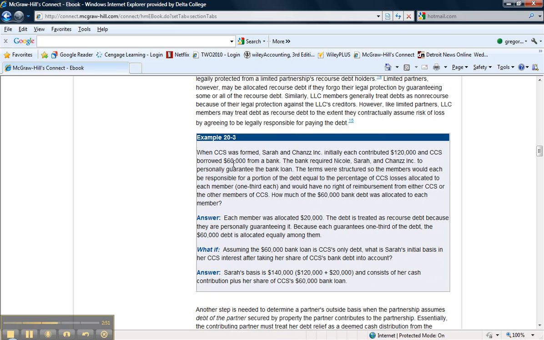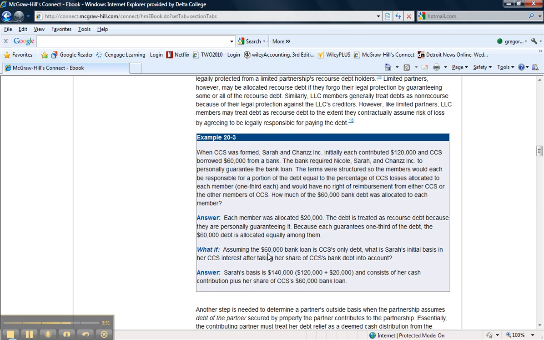An example: each of Sarah and Chan contributed 120. The partnership also borrowed 60 from a bank. The bank required them to personally guarantee the loan, so they're all guaranteeing it. They're each responsible. How much of the bank debt was allocated to each member? Since they each guaranteed a third, they each have $20,000 of that $60,000 debt allocated to them, so it's treated as recourse debt. If only one member had guaranteed it, then all $60,000 would have been allocated to that one person.